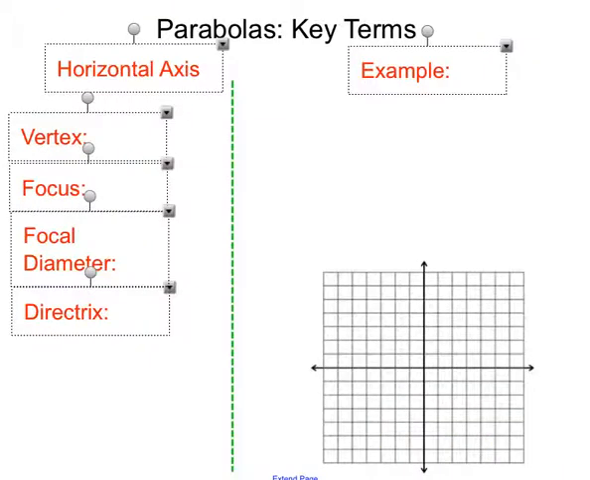So let's look at an example of a horizontal parabola. For this one, can't clear my screen here.